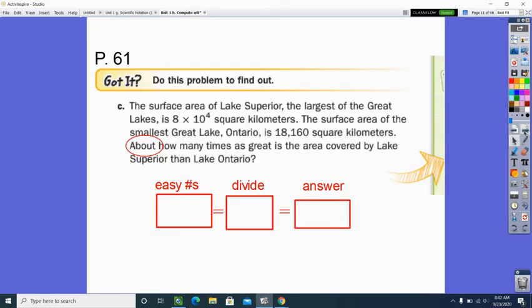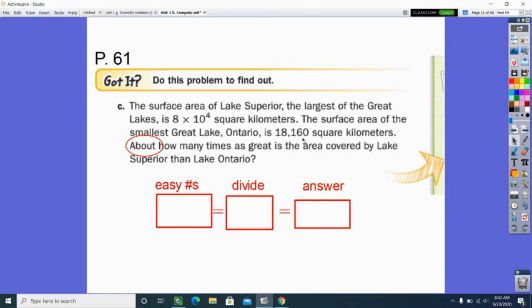So I'm going to ask you to do one more problem, and then I just want to show you some calculator stuff. The surface area of Lake Superior, which is the largest of our Great Lakes, is 8 times 10 to the 4th square kilometers. The surface area of the smallest Great Lake, which is Lake Ontario, is 18,160 square kilometers. About, that means estimate, nice numbers. How many times as great is the area covered by Lake Superior than Lake Ontario?